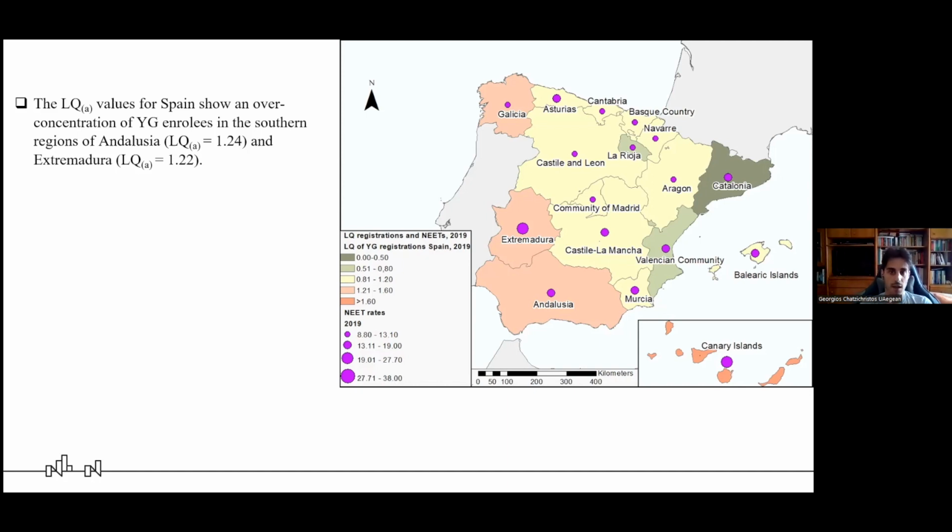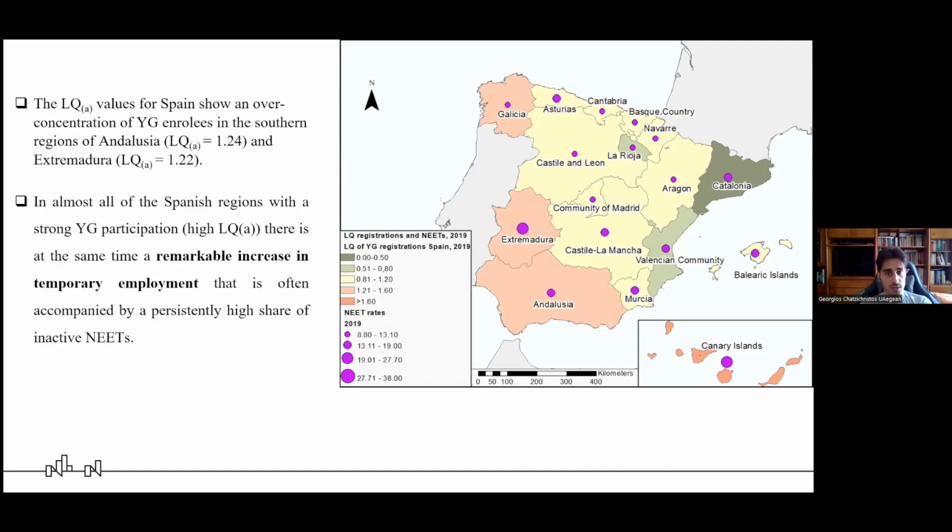So in Spain, we realized again that there is this over-concentration in the southern regions of Spain, and the strong presence of needs is also related to a strong presence of youth guarantee registrants. In other words, where we have higher unemployment, we also have higher registration in the youth guarantee program. And this seems kind of self-evident.